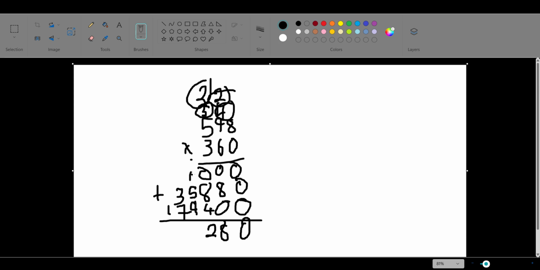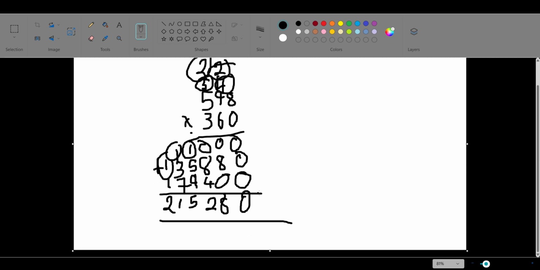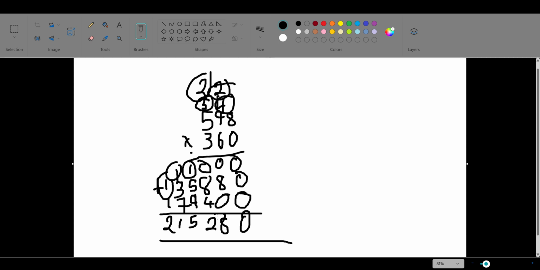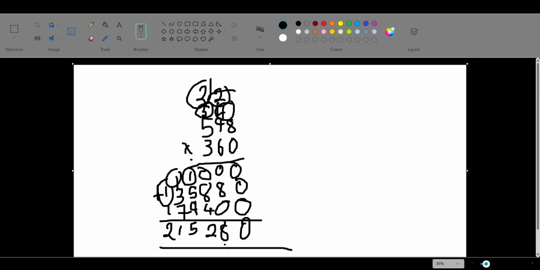It's just simple addition here. 8 plus 4 is 12. And then here, 1 plus 5, which is 6. 6 plus 9, which is 15. And then 1 carry over. 1 plus 3, which is 4. 4 plus 7 is 11. Again, 1 plus 1, 2.